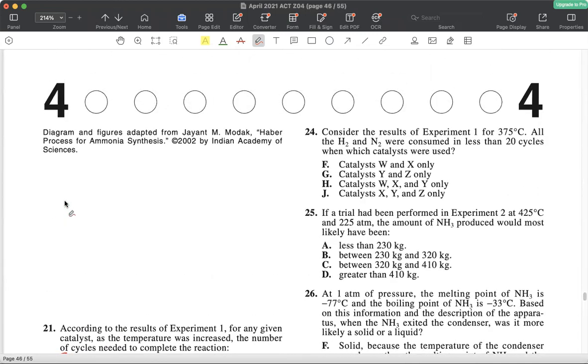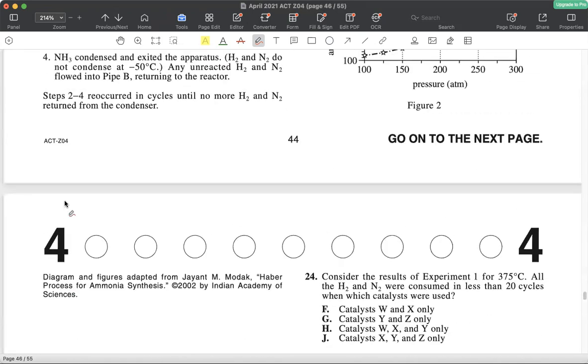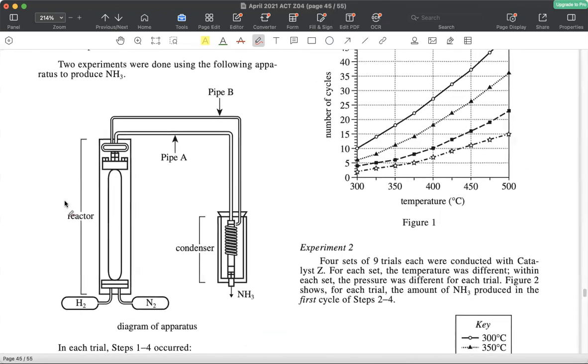Consider the result of experiment 1 for 375 degrees centigrade. All the hydrogen and nitrogen were consumed in less than 20 cycles when which catalyst was used? Less than 20 cycles. Okay, so 375 is here.